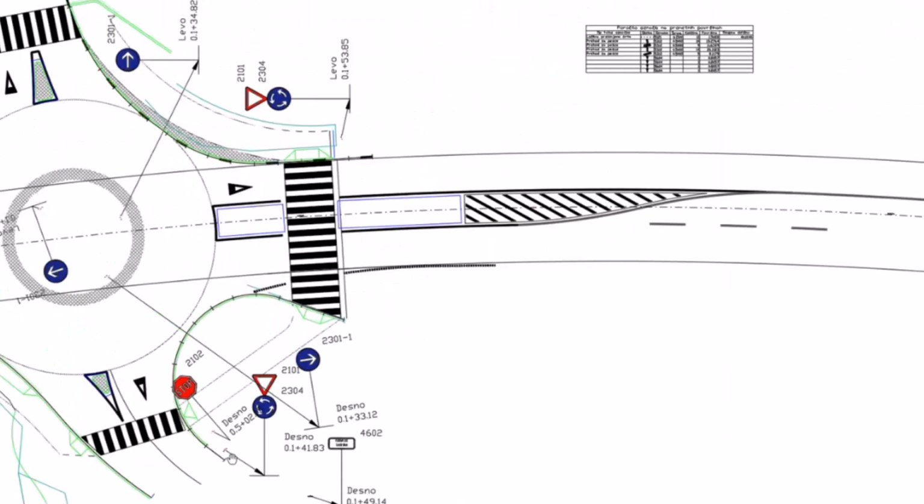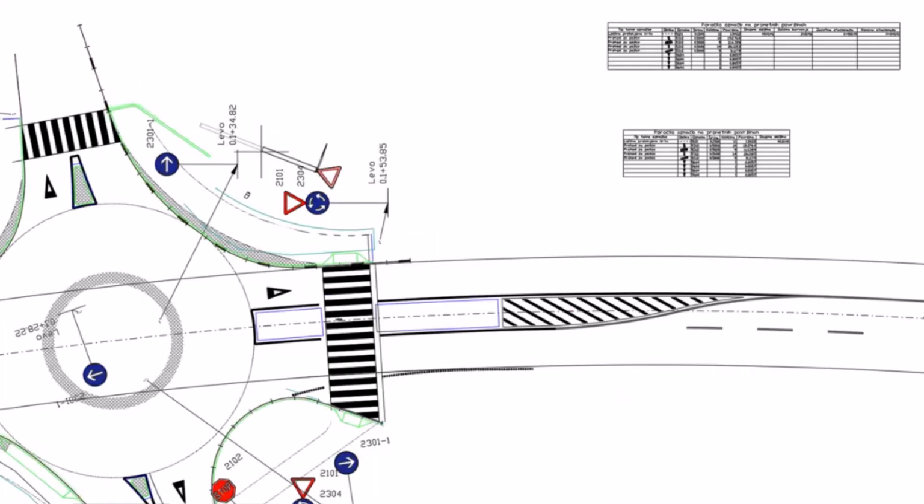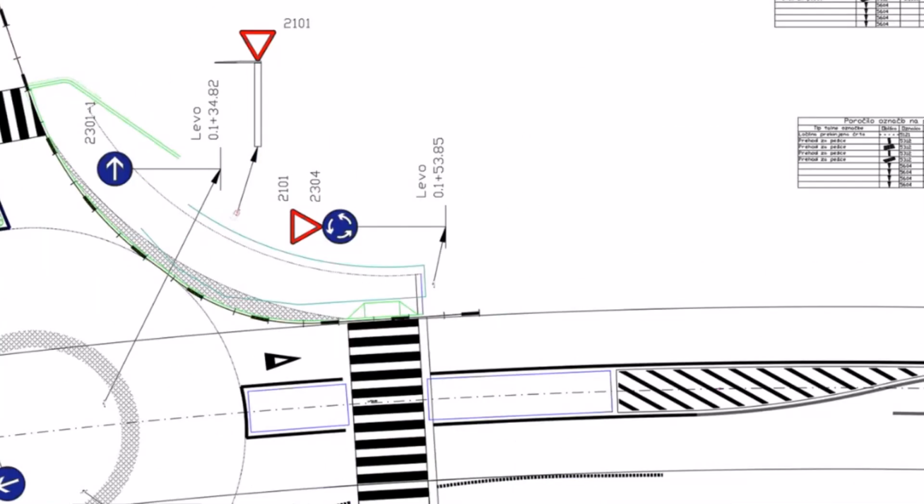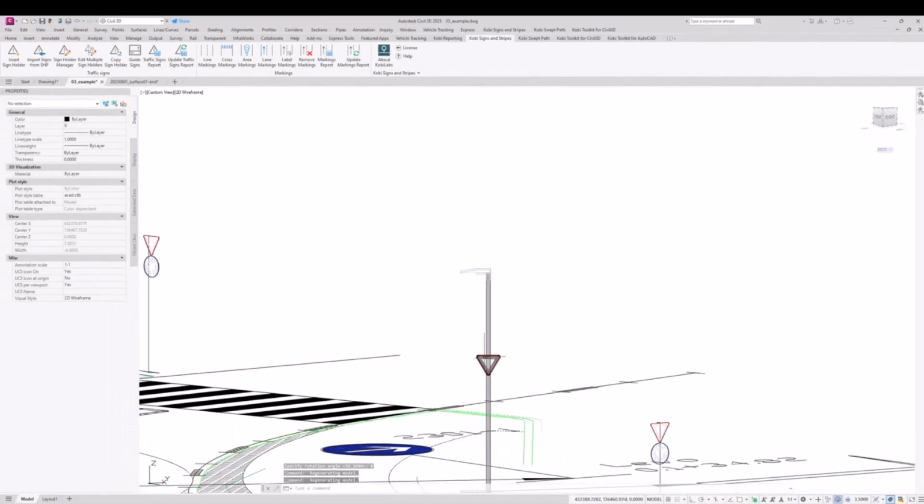Now I'll place the sign into the drawing. You can immediately see that the sign is now mounted on our custom object. If I switch to a 3D view, you'll see that the sign is correctly attached to the 3D model of the streetlight. At this point, we can still adjust the position.